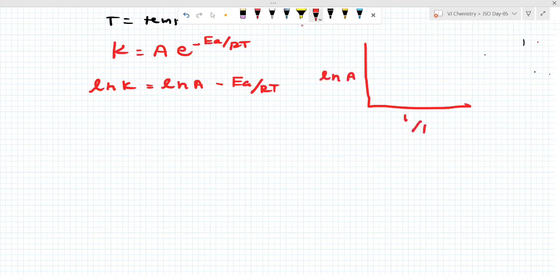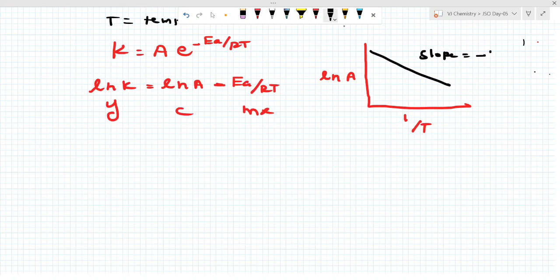This is of the form y equals mx plus c, a negative, decreasing slope graph will form. Here this is y, this is mx, this is c. If you look at the slope, the slope is minus Ea by R, because 1 by T is x. What is the intercept? ln A.